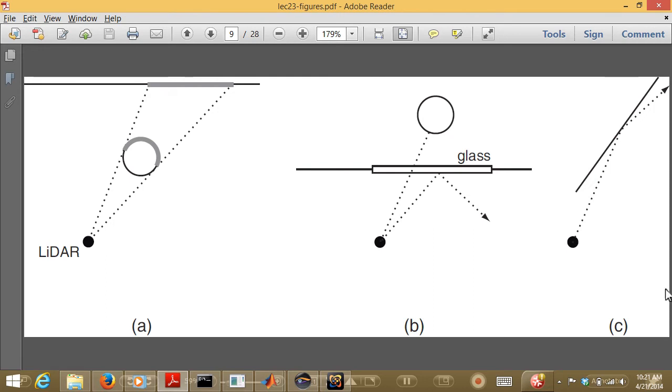And finally, what happens sometimes is that if this is the laser ray and this is the surface of the object, you're relying on the physical surface to return some laser intensity back to you, right?